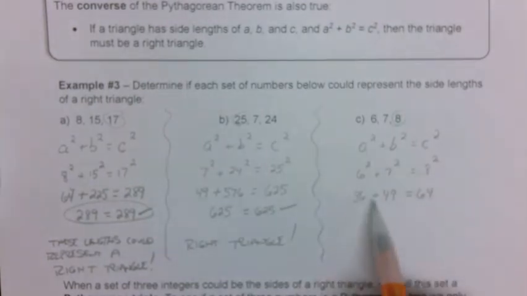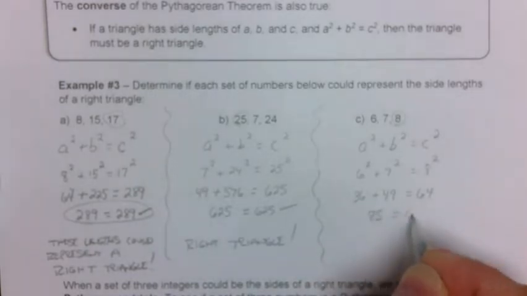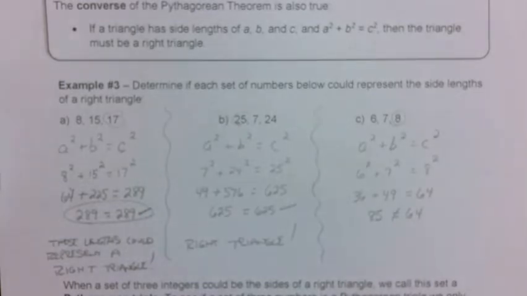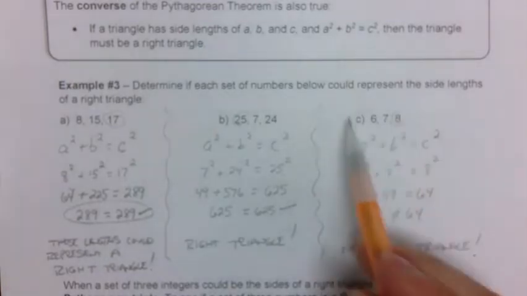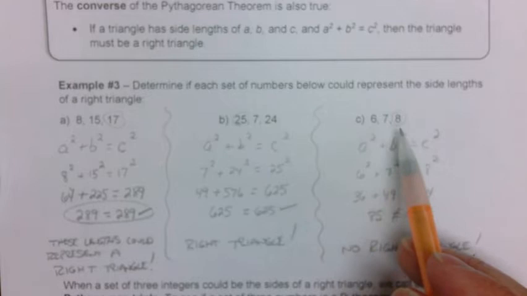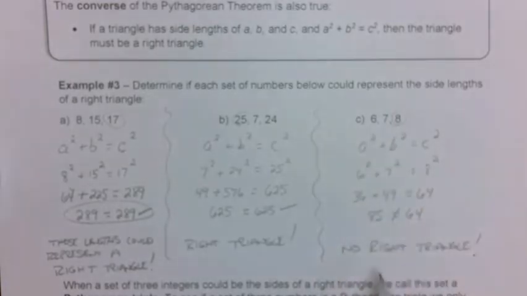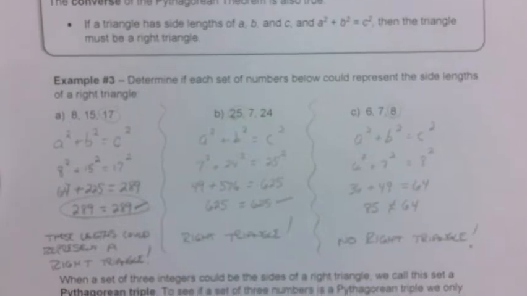If you were to add 36 with 49, you would end up with 85. 85 equals 64? Well, no, it doesn't. 85 does not equal 64. So these would not represent the lengths of a right triangle. Okay, no right triangle. Now, these numbers could still represent a triangle, and in fact, they would be a scalene triangle because they're all different, but they would not be able to make a right triangle.